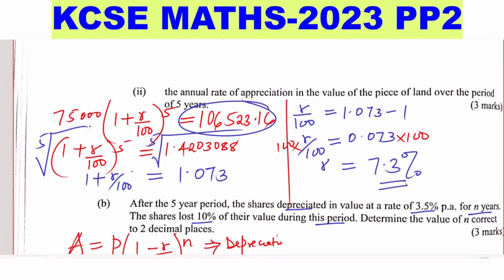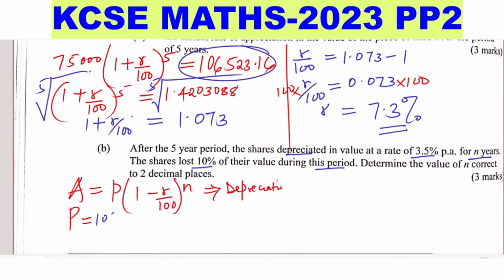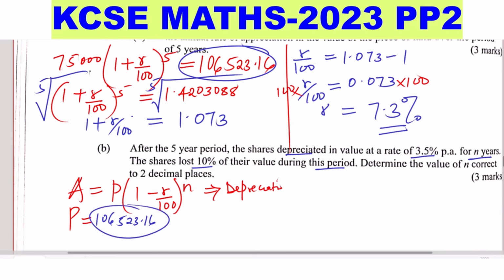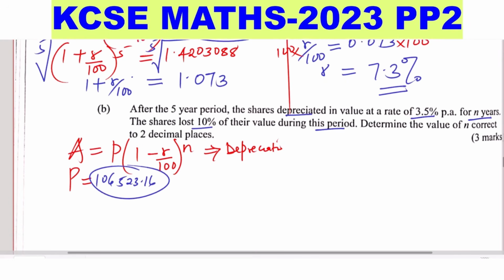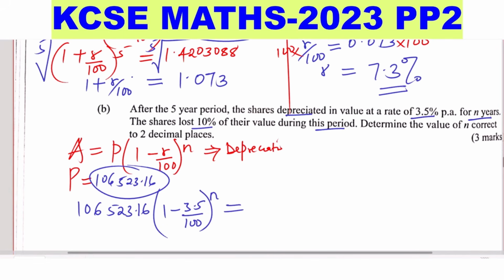We obtained that one as well. The value is the same, 106,523.16. So it is depreciating now from this amount. So therefore, we require to get n. So to get depreciation, we take the principal, which is 106,523.16. Then 1 minus, the rate is 3.5 over 100. Then raised to the power, and we don't know the period, n.